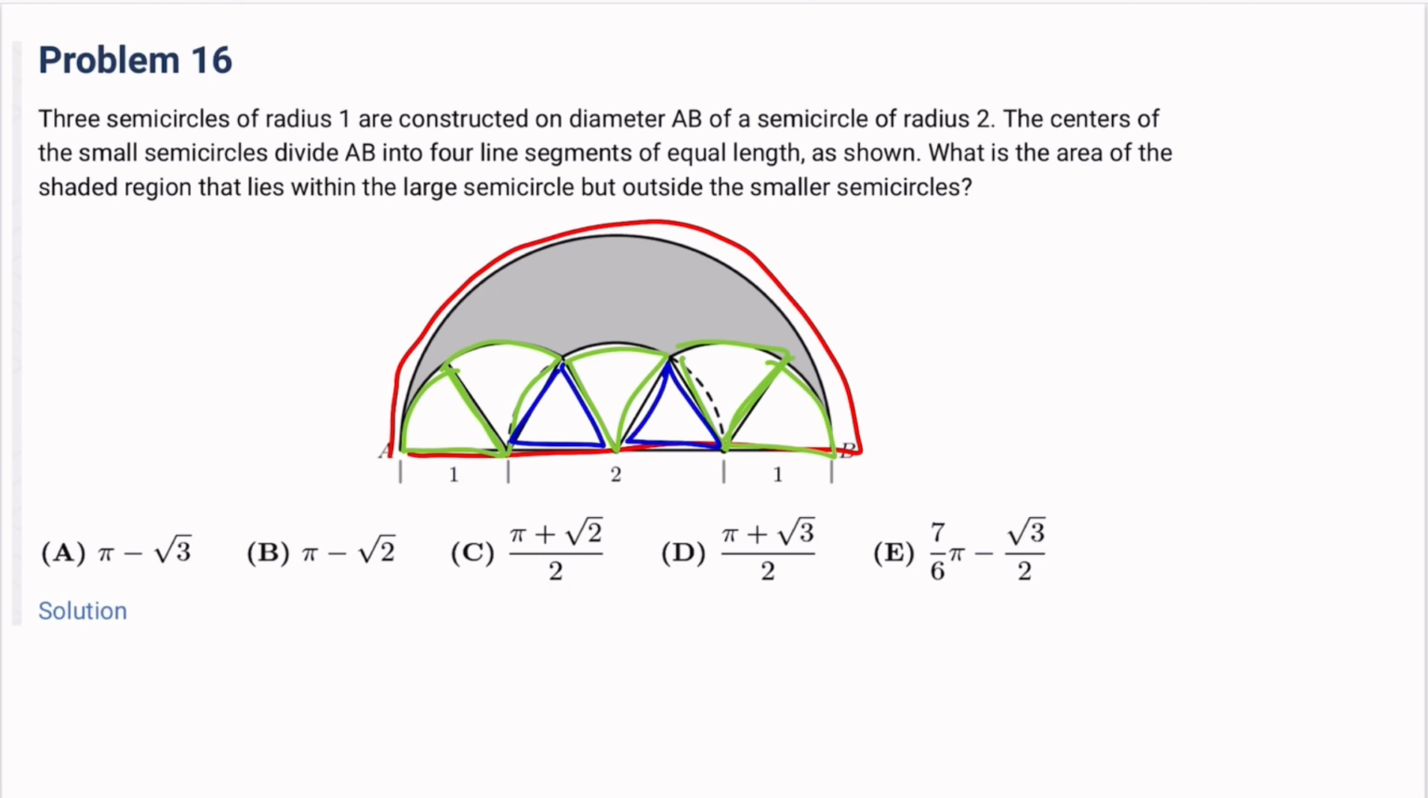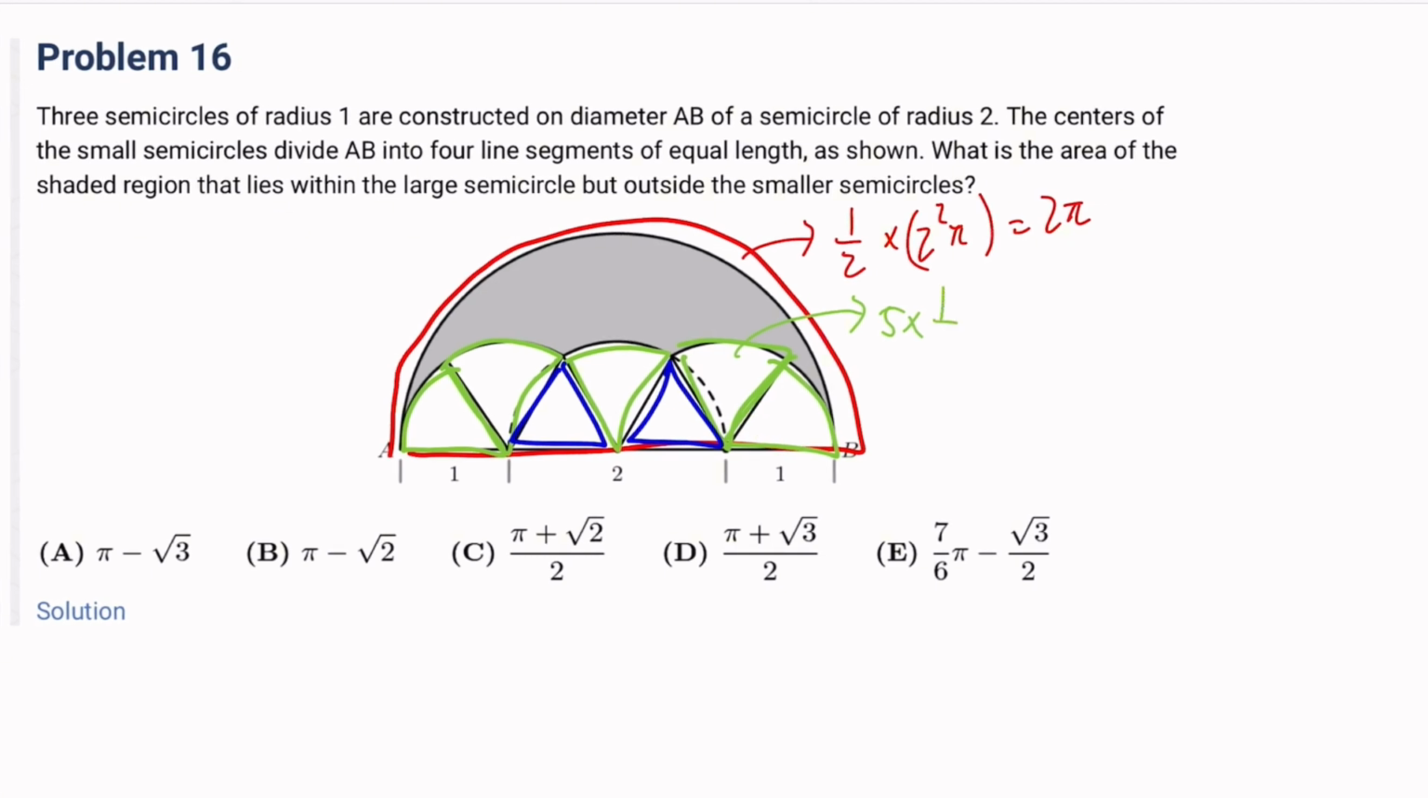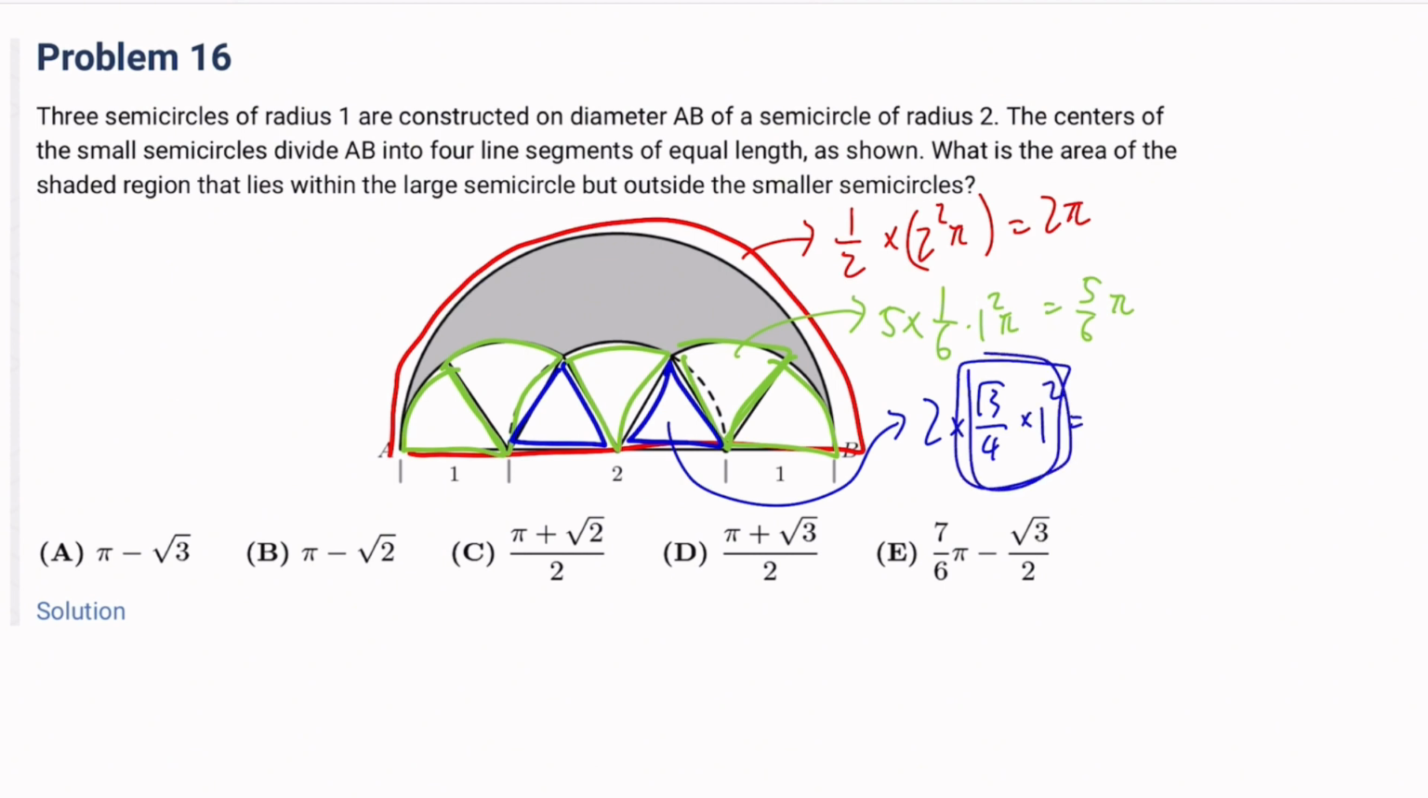And so first of all, the red part, this would be half of 2 squared pi, right? Because 2 is the radius, so this is equal to 2 pi. For the 5 fans, this would be 5 times this, each central angle is 1 over 6, so that's 60 degrees. So it's 1 over 6 times the whole circle, 1 squared pi. This is equal to 5 over 6 pi, right? And then this last one is 2 times root 3 over 4 times 1 squared, because this is the area of the triangle and there are 2 of them. So this is equal to root 3 over 2.